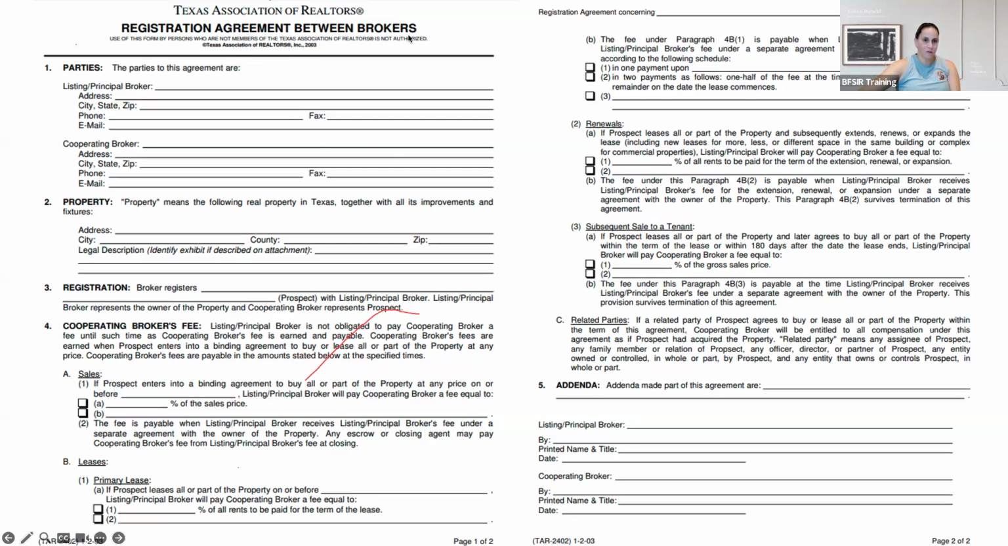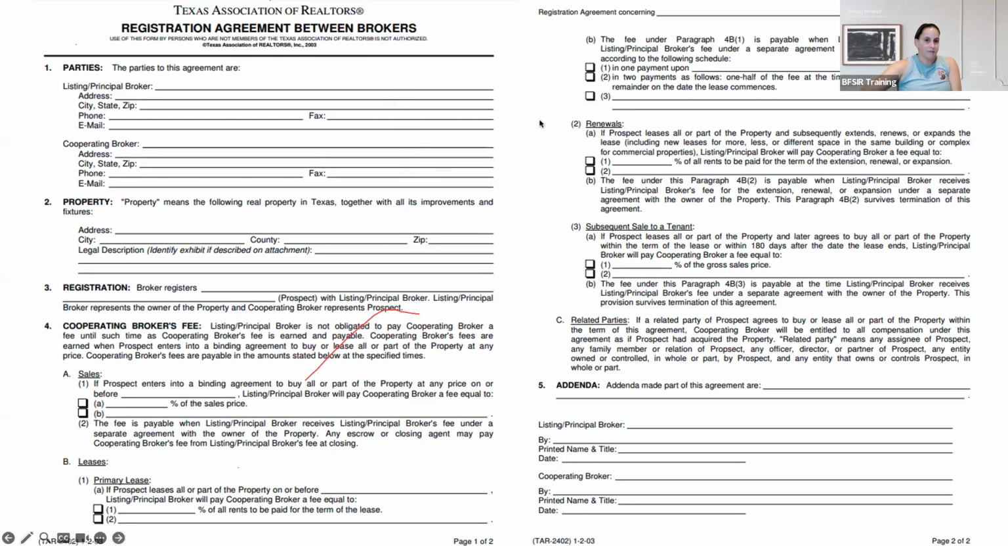Registration agreement between brokers. This is also if you are showing an off-market property, like if JB has a hip pocket and Michelle Wood from Compass is like, I'm bringing you the buyer, they should fill this paperwork out beforehand. So, you know, who represents who and who's paying who, how much. This is a registration agreement between brokers.